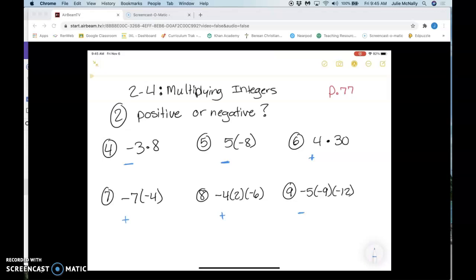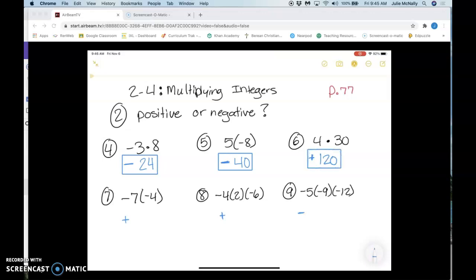Now we can go back and calculate. So back to number 4. What is 3 times 8? 24. Good. What is 5 times 8? 40. Yes. What is 4 times 30? 20. Yeah.